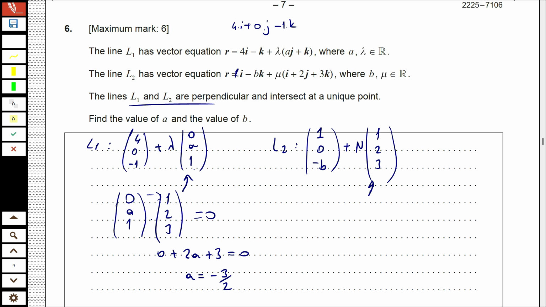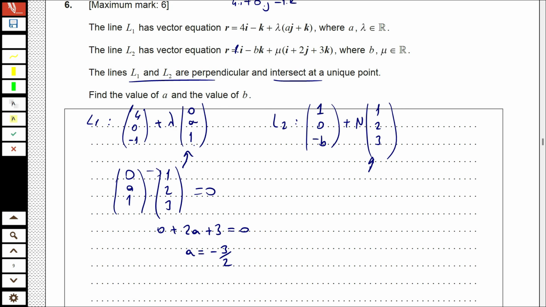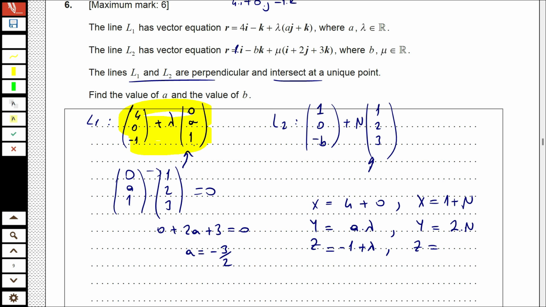So again, these lines intersect at a unique point. So I can say, for example, the x dimension of L1, from here you will see that it's going to be 4 plus 0, and the x dimension of L2 is going to be 1 plus nu. In the same manner, the y dimension of L1 is going to be a times lambda, and for L2 it is going to be 2 times nu. And the z dimension is minus 1 plus lambda, and for line 2, the dimension of z is going to be minus b plus 3 times nu.